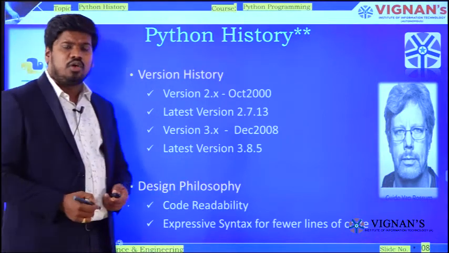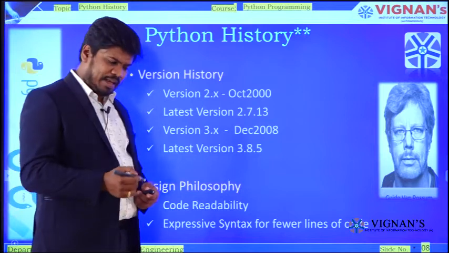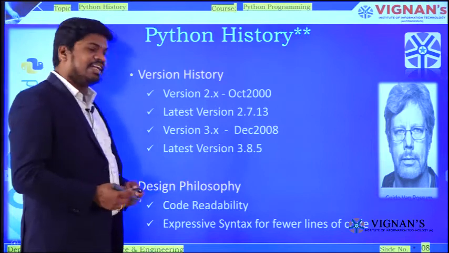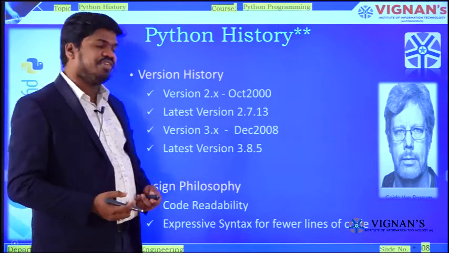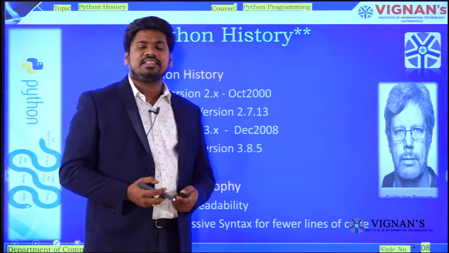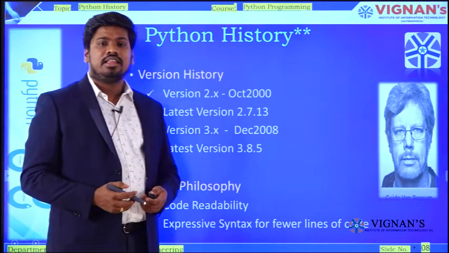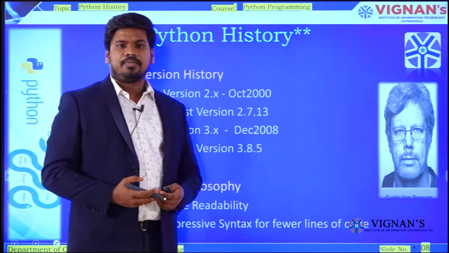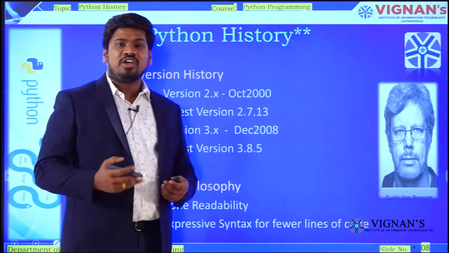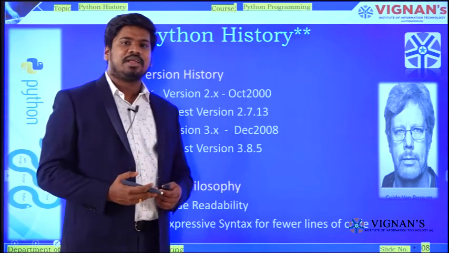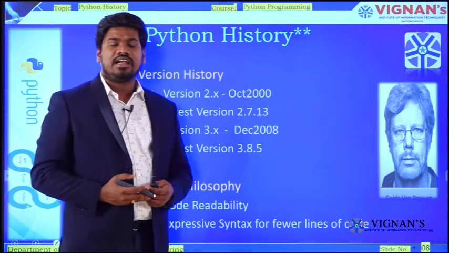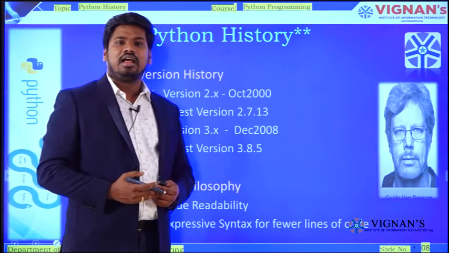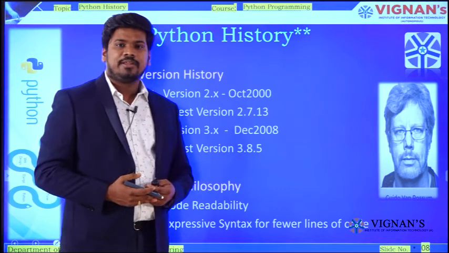It is simple. Code should be easy to understand. And coming to the next one, expressive syntax with fewer lines of code. If you have seen C or C++ or Java, there we have to work with lots of lines of code. For example, if a non-technical person wants to learn a programming language, looking at the syntax and lines of code in C, C++ and Java, he never loves to do coding.